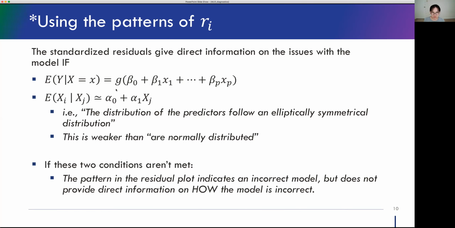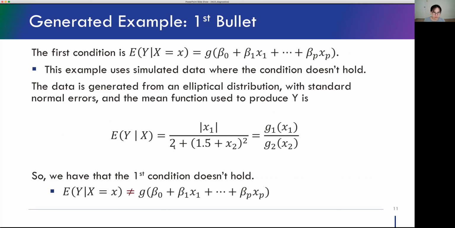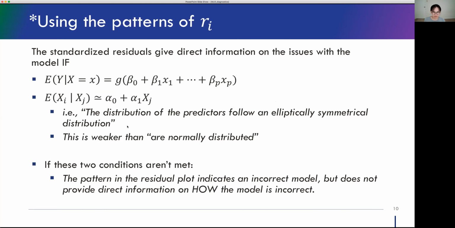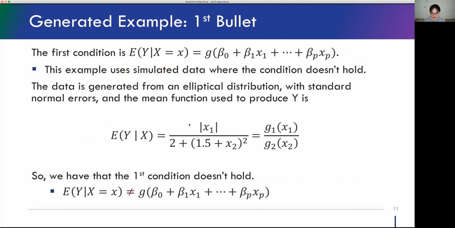But if these two conditions are not met, we can still look at the residual plots. It shows the model is invalid if there is some pattern, but the pattern on the residual plots does not give us direct information on how the model is wrong. I have some examples with generated data to show why this is the case, just to show you cannot directly use the residual plots without any thinking.